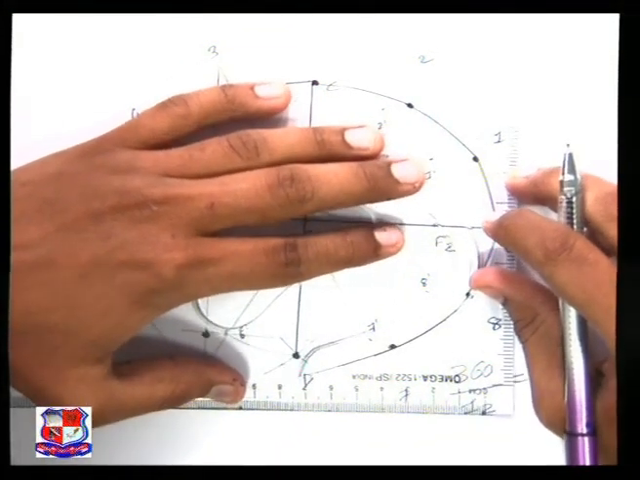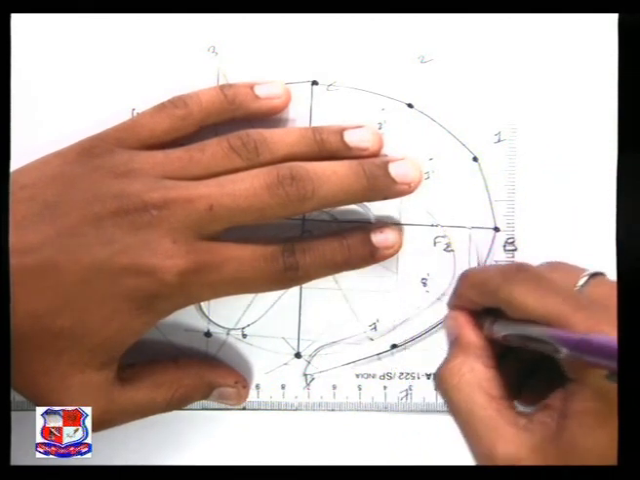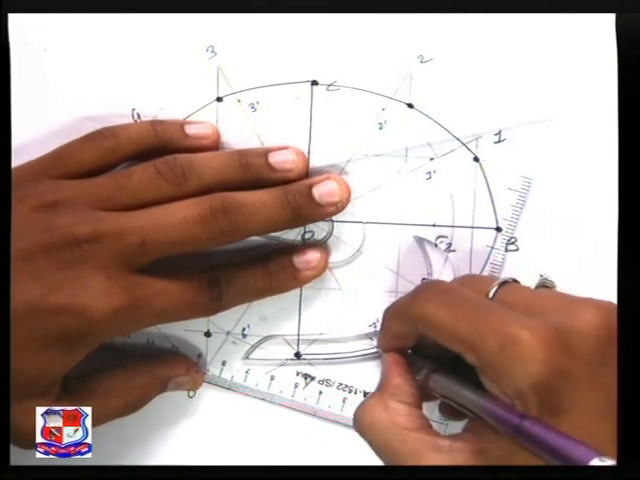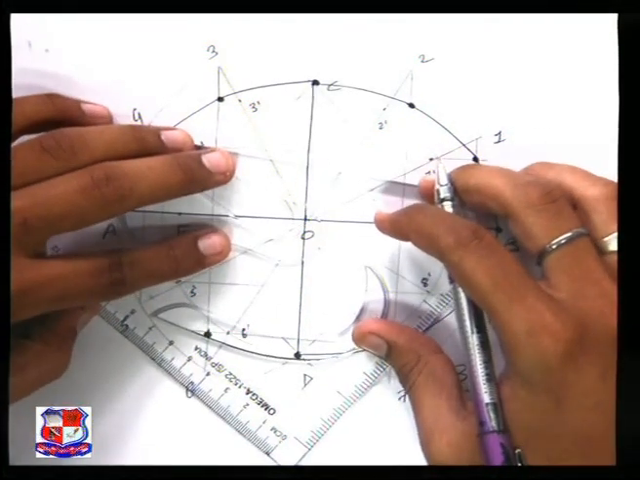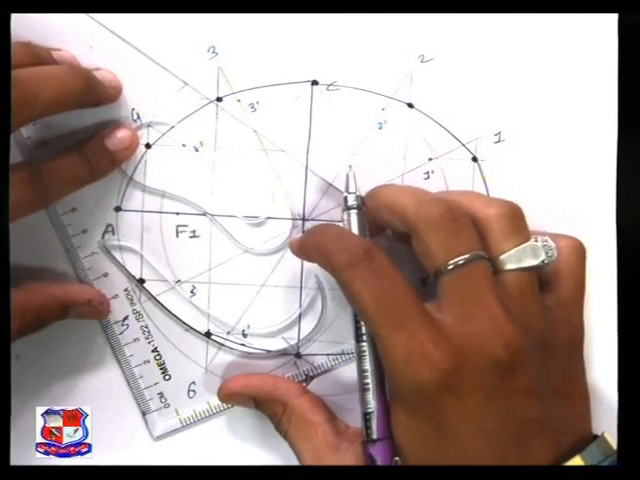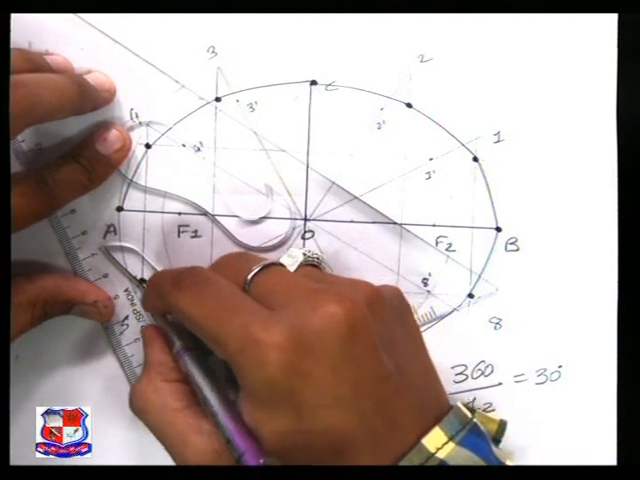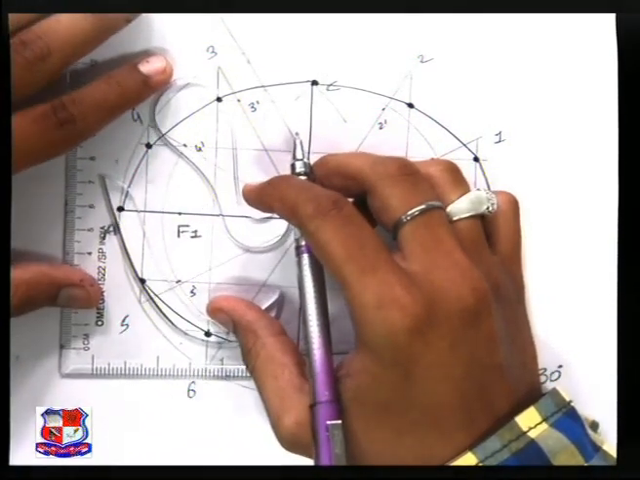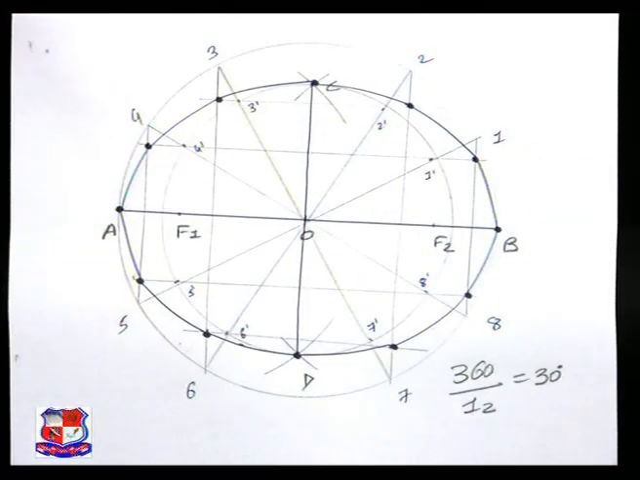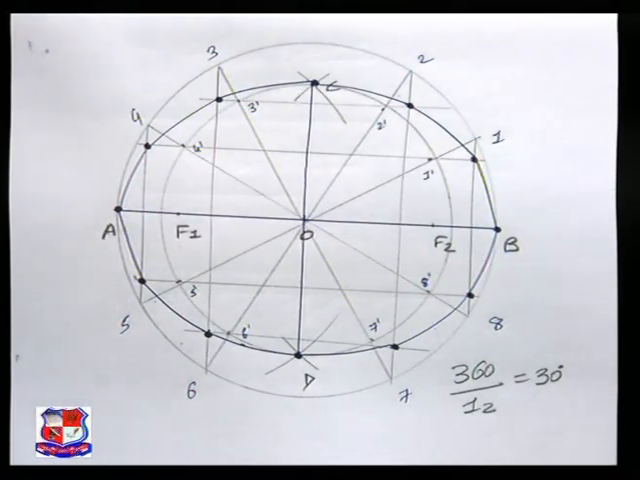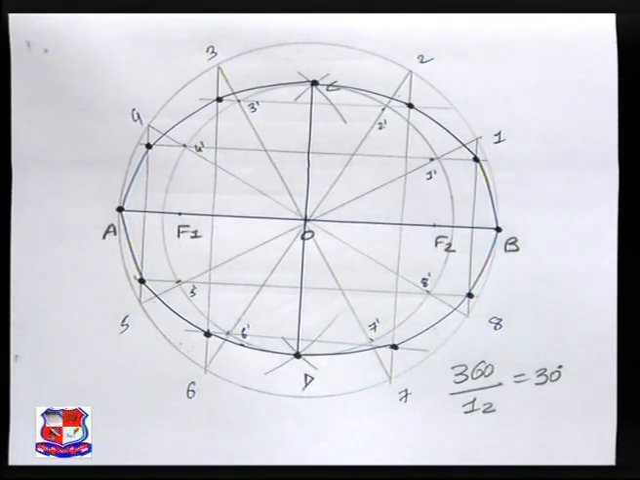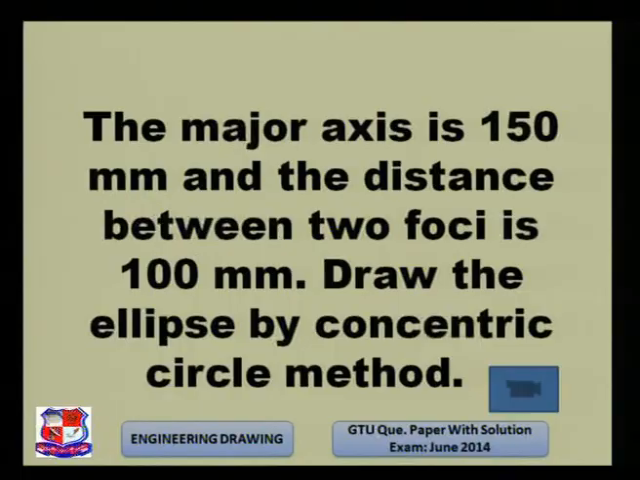Like this, join one by one using the French curve with very smooth lines. So this is how you can get your ellipse using the concentric circle method. I hope you have understood this problem. Now we will look at the next problem.